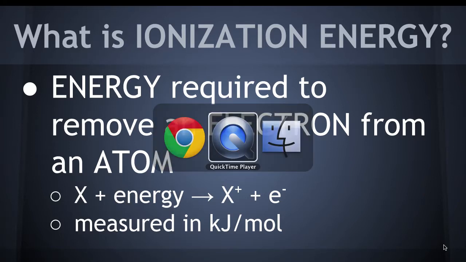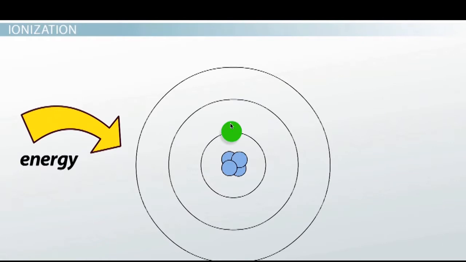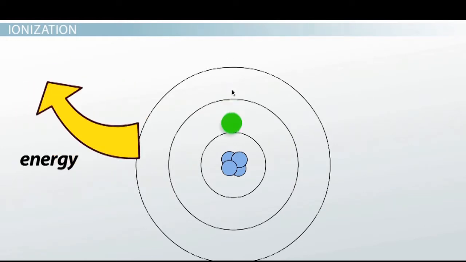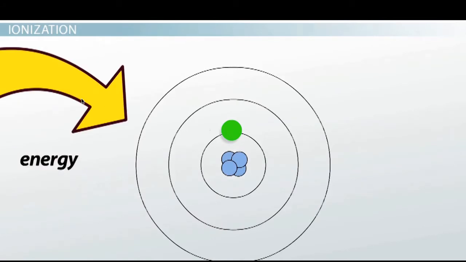So I'm going to go through this animation real quick. You have this atom, and it's got this electron right here on the first shell. Here's the nucleus, here are the electron shells, and that green thing is the electron. If you add energy to an atom, the electron could jump up to another shell, and if you take it away, it just jumps back down. But if you add enough energy, you can actually cause the electron to just completely leave the atom.